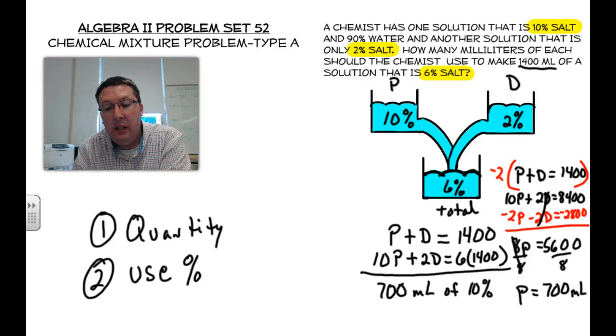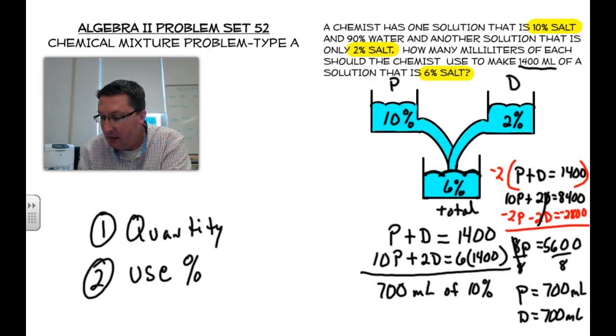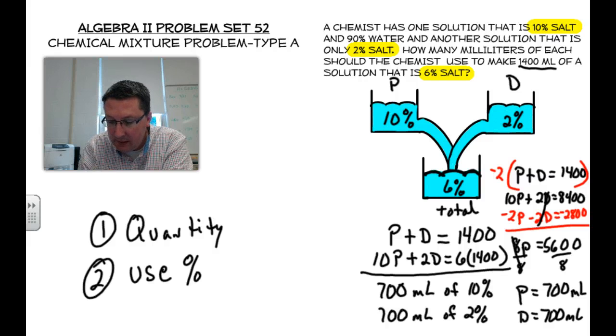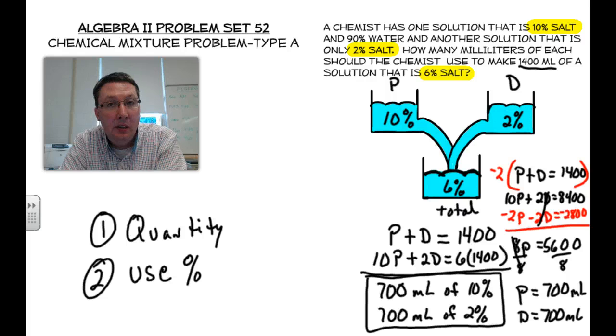Now we also need to answer how many milliliters of the 2% solution. So how many milliliters of D do we need? Well, we wanted 1400 milliliters total. If there's 700 milliliters of the 10%, that means there's 700 milliliters of the 2%. So we have 700 milliliters of 2% solution. Here is my final answer. I have 700 milliliters of each.